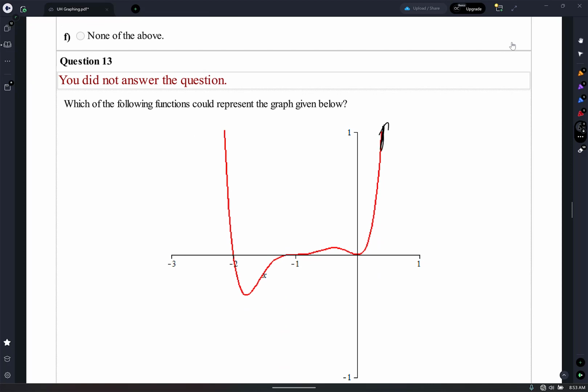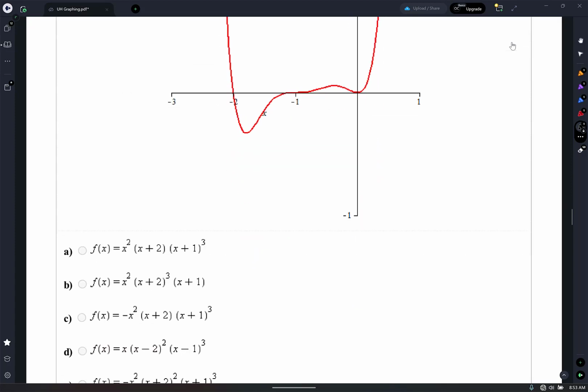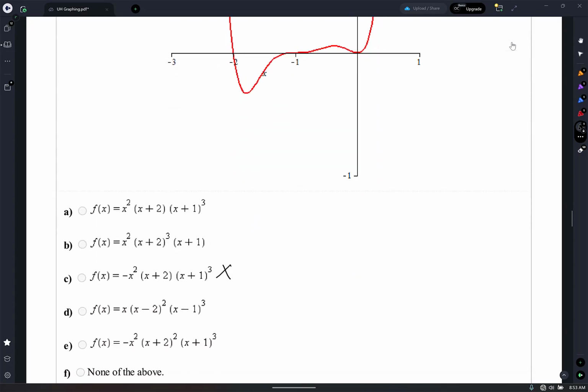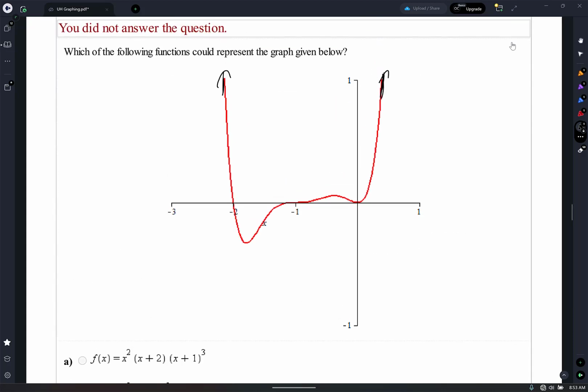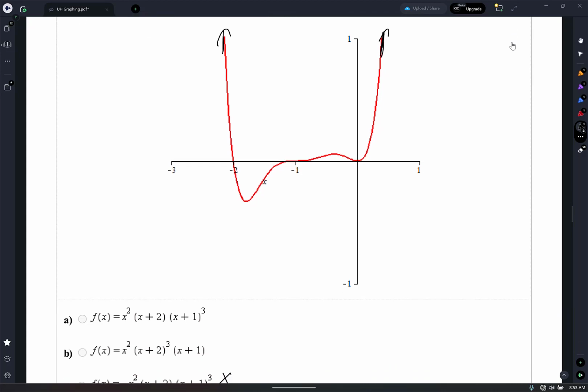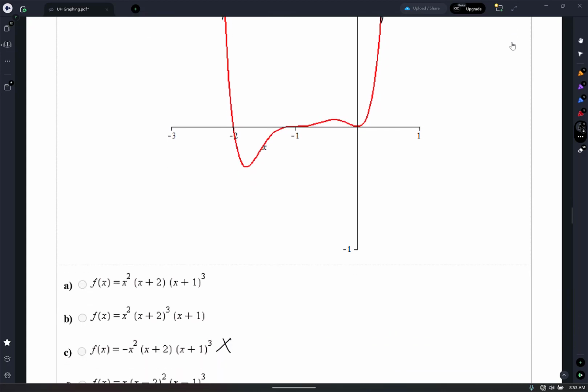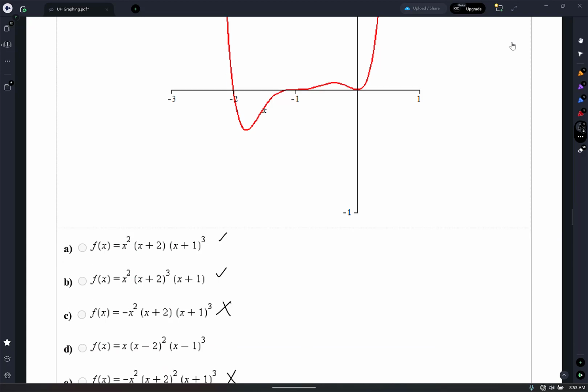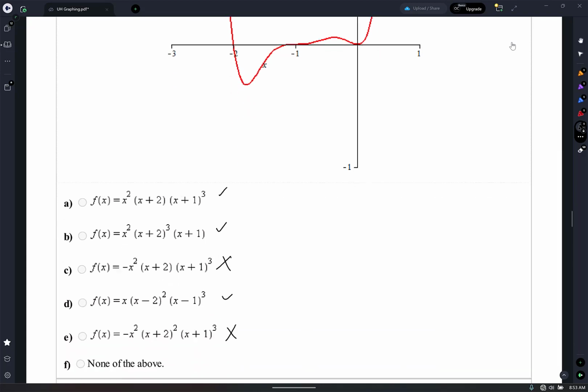End behavior goes up forever. So I'm going to delete anything that has a negative in the front. Out, out. So C and E are out. Do you guys see how I did that? The end behavior is also even, so make sure that when you add up all the degrees, it's even. 3, 4, 5, 6, maybe. Oh, it doesn't help us.